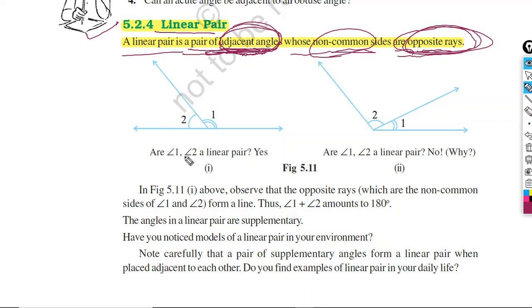Let's see. Here you can see two angles, angle 1 and angle 2. Now can we call them adjacent? Yes, they have a common vertex. They have a common arm. Their non-common arms are on either side of the common arm. Either side means other sides. Okay, now we call them adjacent angles here.